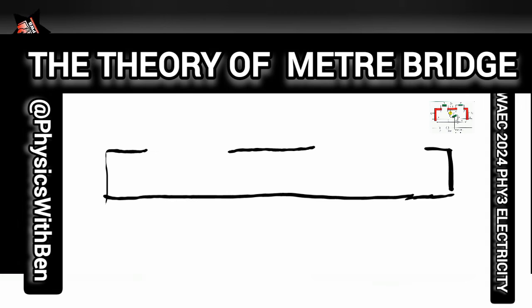Good. So this is my S1, and this is my S2, and this is my S3. One arm of the galvanometer, this is where you're going to connect the resistance, or the resistor whose value is known. And one arm of the galvanometer will be connected here, and this is your galvanometer G.